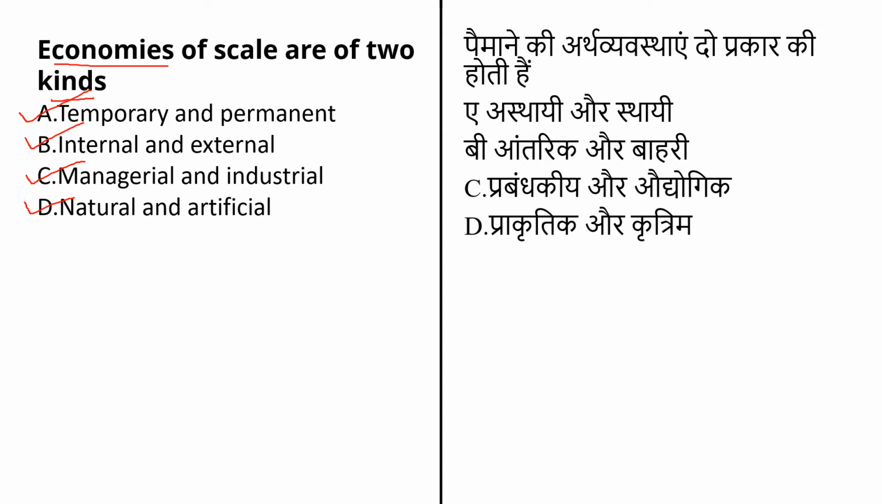Economies of scale are of two kinds, that is internal and external. Internal economies of scale are firm specific or a cost internally, while the external economies of scale occur based on larger changes outside the firm. Both result in declining the marginal cost of production, yet the net effect is the same. So the answer for this question will be option number B, that is internal and external.